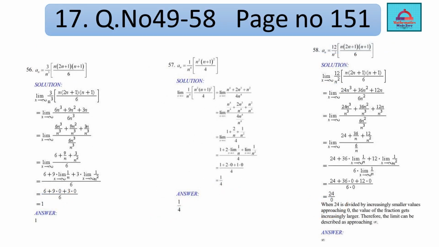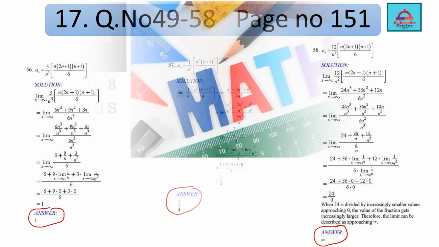In a similar way, solve the following questions, and for 56 the answer would be 1. For 57 the answer would be 1 by 4, and for 58 the answer is infinity. All these answers are provided in the answer key, which I have already put in my Google Drive. So please download the answer key, and in detail you can have a look at the solutions.